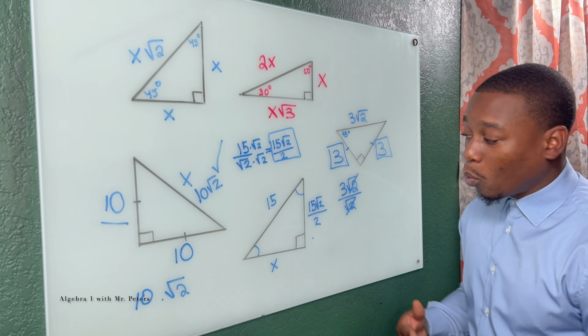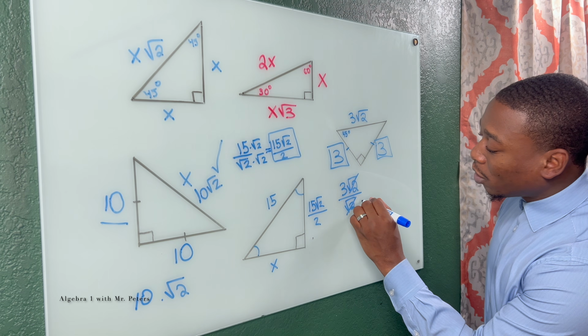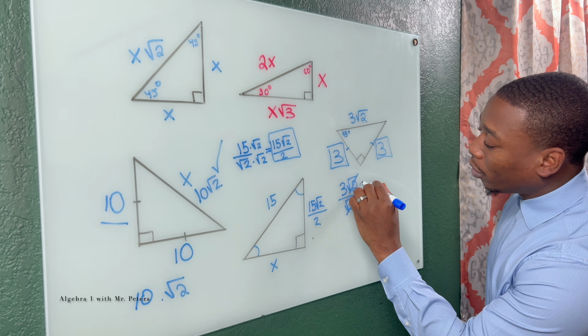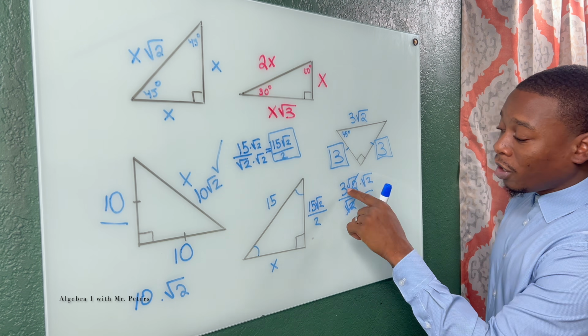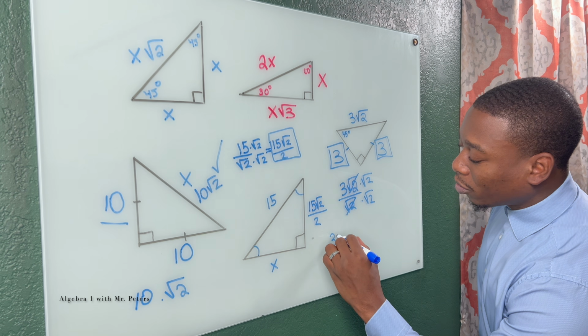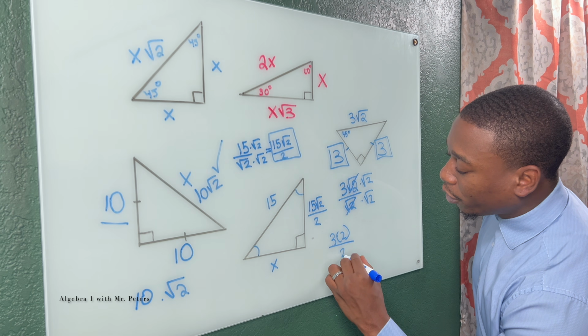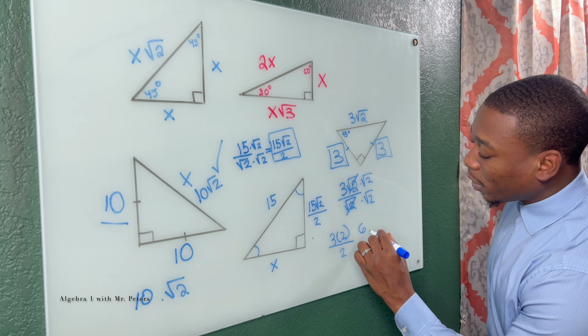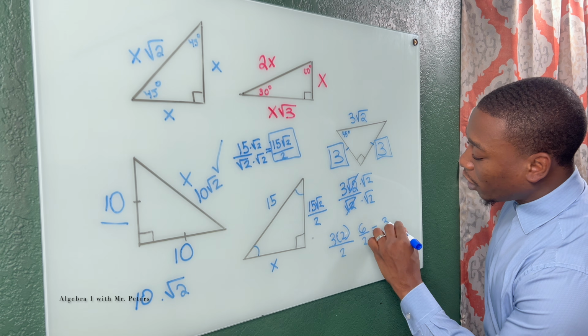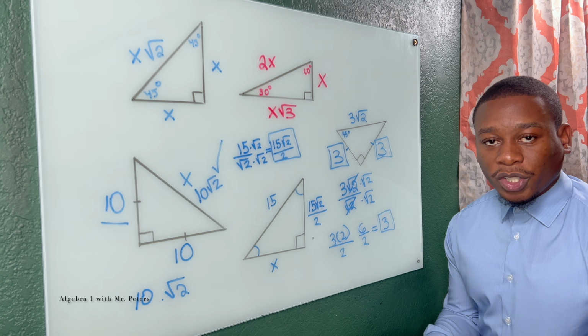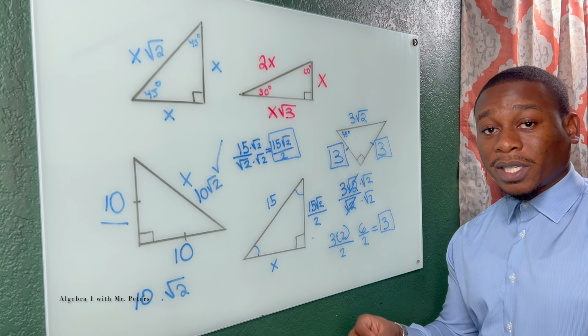But let's just say we went through and we rationalized, right? So I multiply by radical 2 on the bottom, multiply by radical 2 on the top. What this turns out to be is 3 times 2 over 2. So this turns out to be 6 over 2, which is equal to 3. Just want to show you guys how to solve if you sometimes make mistakes.